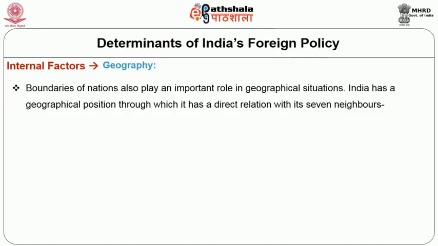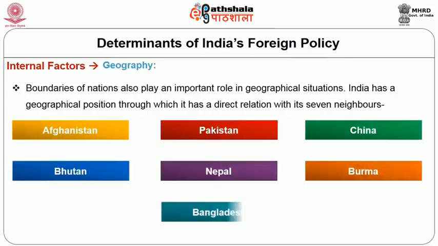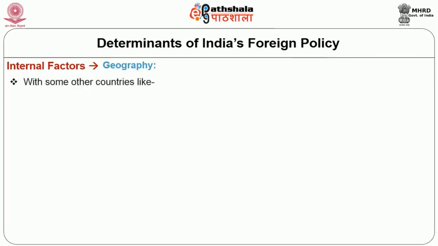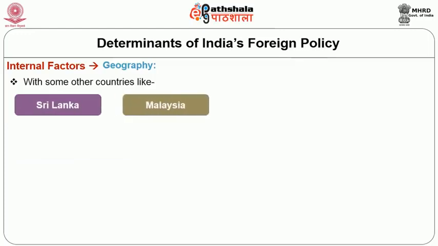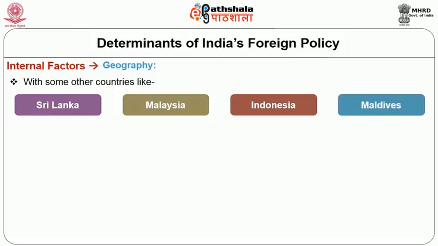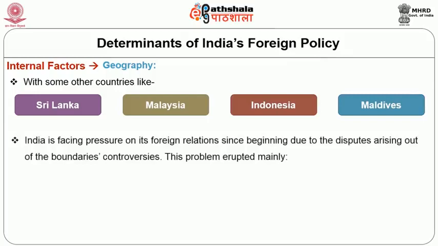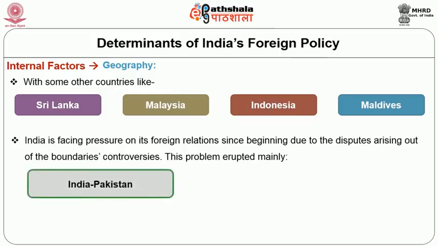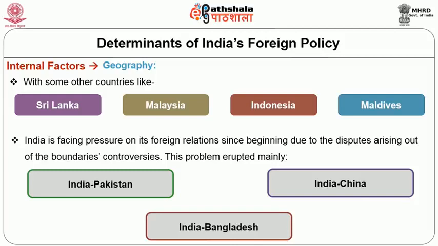Boundaries of nations also play an important role in geographical situations. India has a geographical position through which it has a direct relation with its 7 neighbors: Afghanistan, Pakistan, China, Bhutan, Nepal, Burma, and Bangladesh. With some other countries like Sri Lanka, Malaysia, Indonesia, Maldives, etc., it has a close maritime boundary. India has been facing pressure on its foreign relations since the beginning due to the disputes arising out of boundary controversies. This problem erupted mainly in the India-Pakistan, India-China, and India-Bangladesh context.